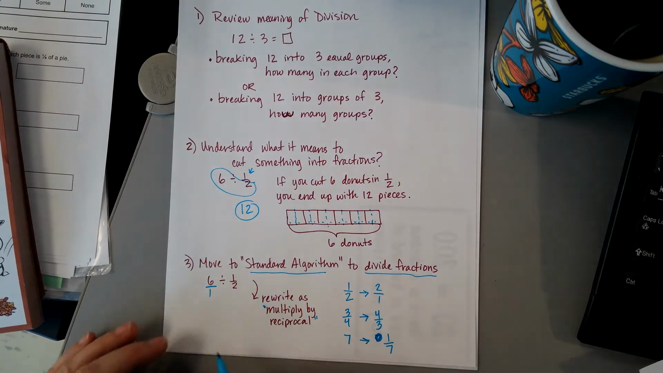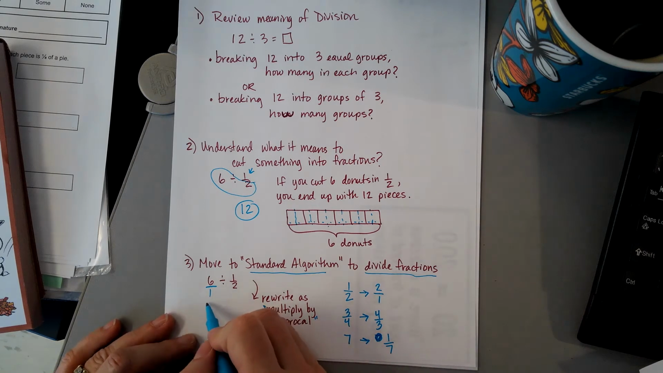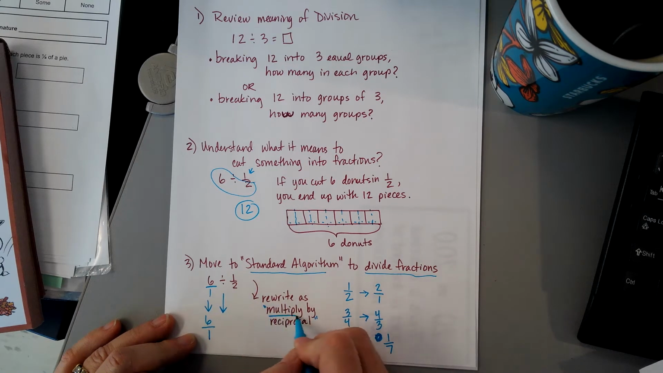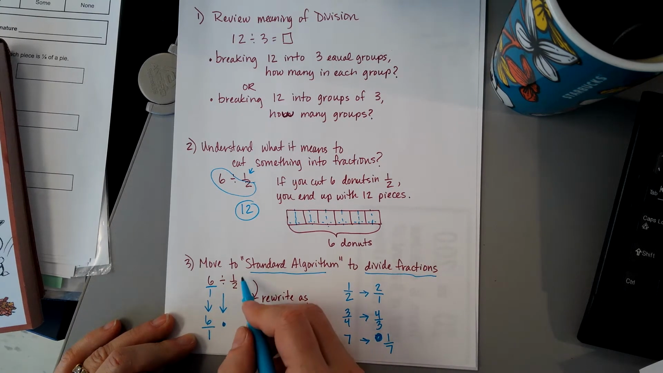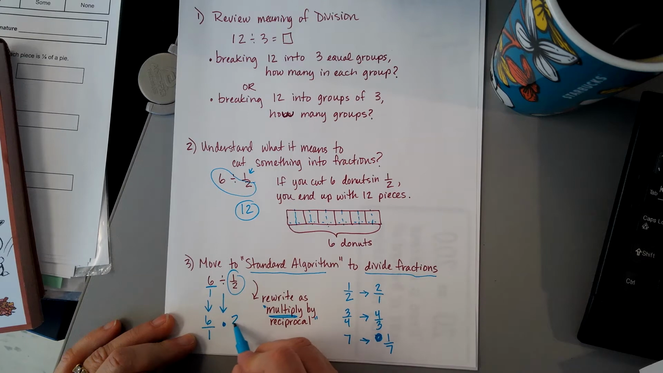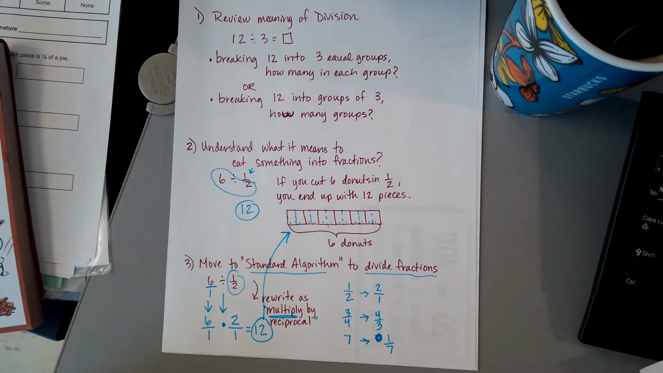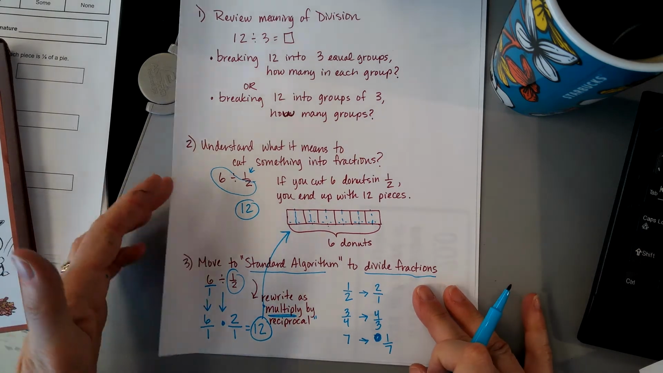So if I rewrite this as multiplied by the reciprocal, the first fraction never changes, 6 over 1. The division changes to multiply. And the second fraction turns into the reciprocal, which gives us the answer of 12, which is exactly what we thought the answer should be based on our picture. Then we move into more complicated ones. So I'll give you a couple more examples of complicated problems.